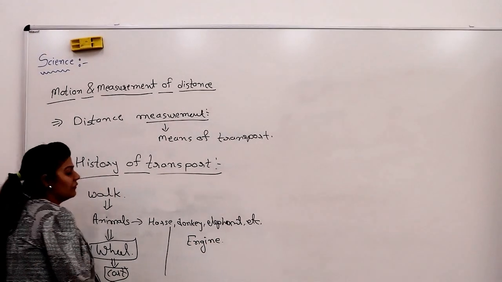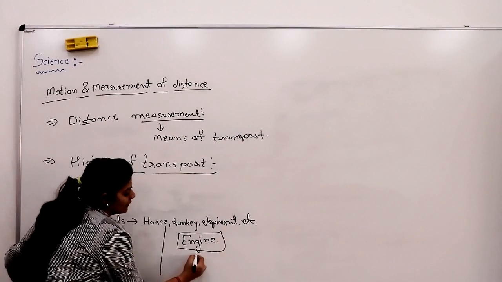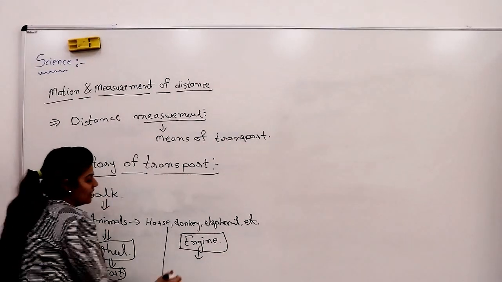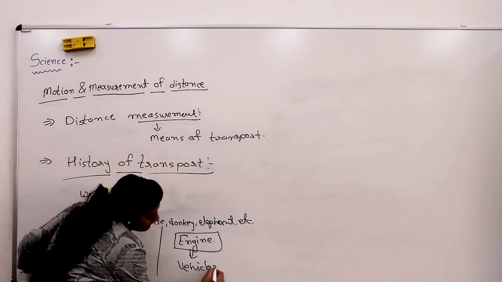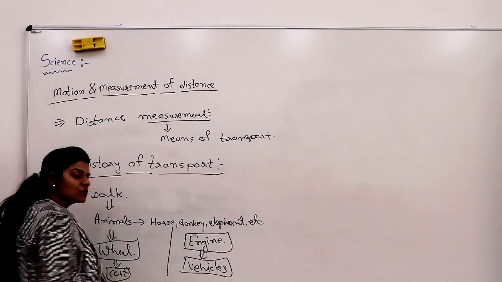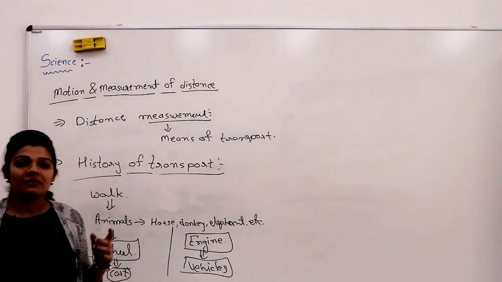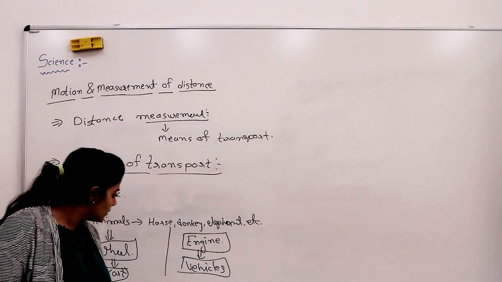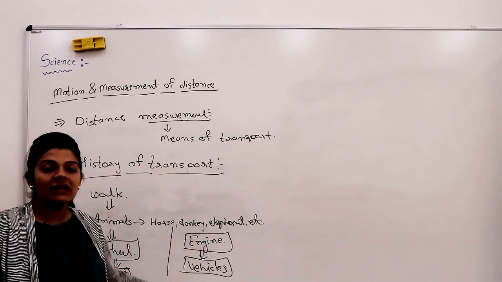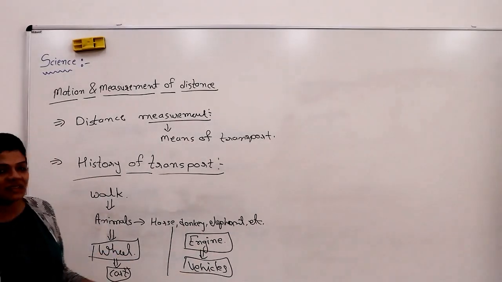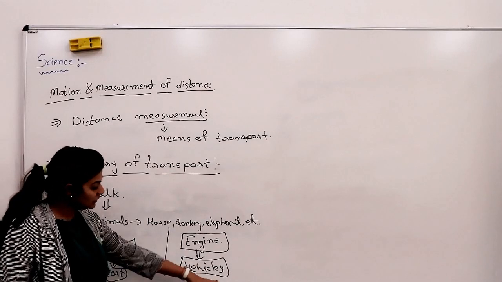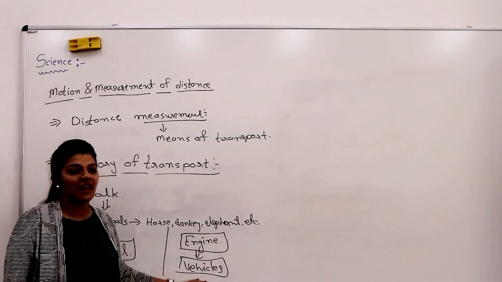After the discovery of engine, they introduced so many vehicles. Vehicles like scooter, cycle, vehicles like aeroplane, train, even railways were laid down after the discovery of engine.